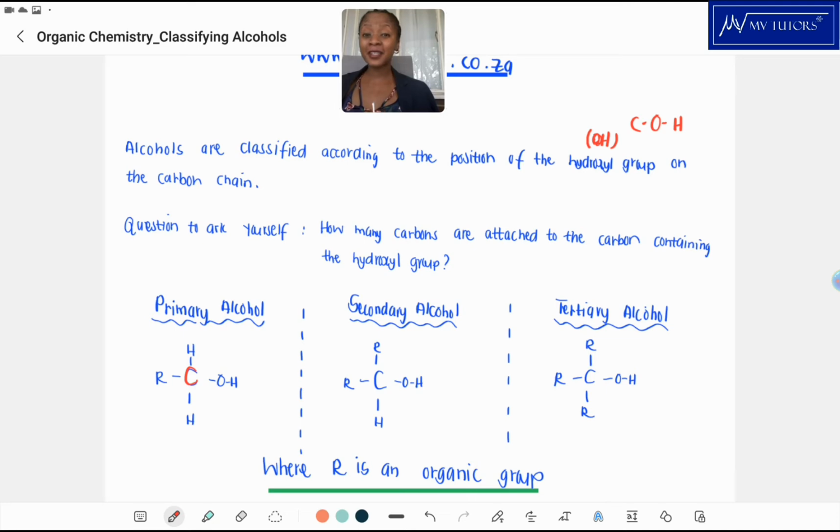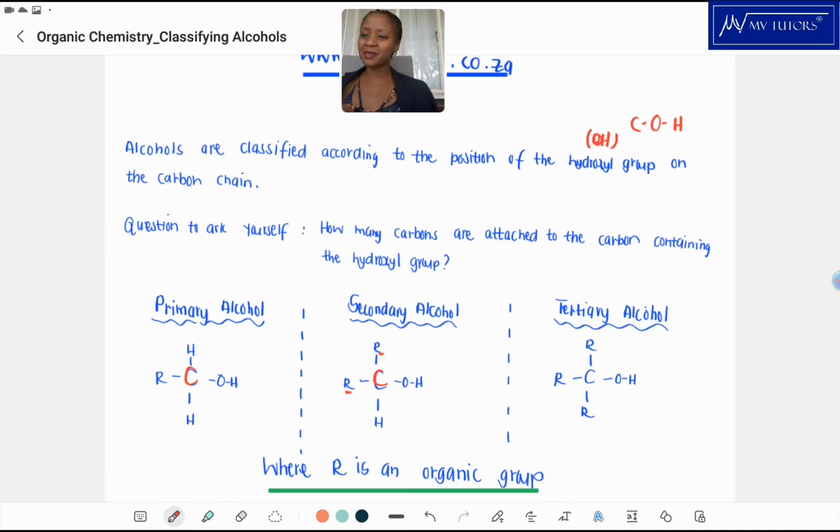When we get to the secondary alcohol, again, you go look for the hydroxyl group. Then look at the carbon attached to that hydroxyl group, and you ask, this particular carbon, how many other carbons is it attached to? You can see here, it's attached to 1 and 2. So therefore, that would be your secondary alcohol.